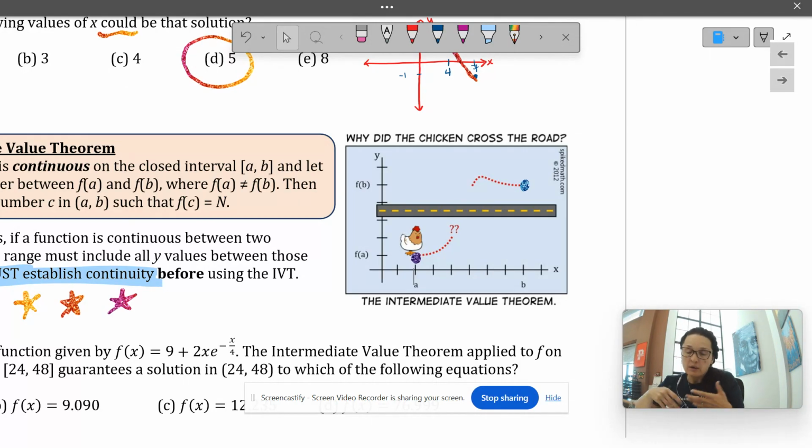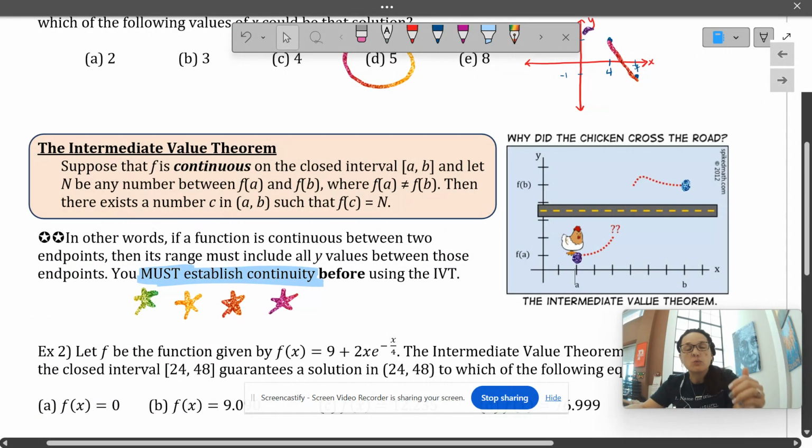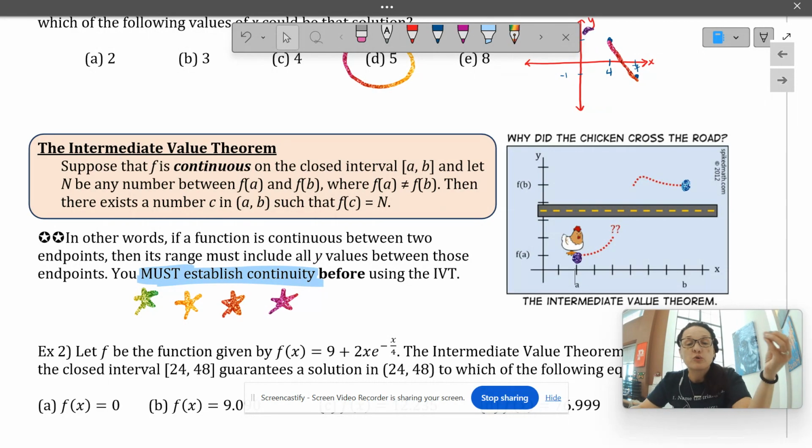Okay? In a better way, basically what we're saying is, if continuity exists, you have to cross through all the y values. But if you don't know that something has to be continuous, then you don't have to cross all the y values. You might, but you don't have to.